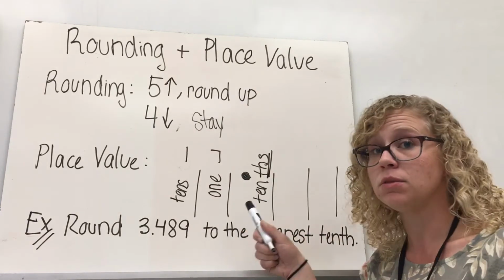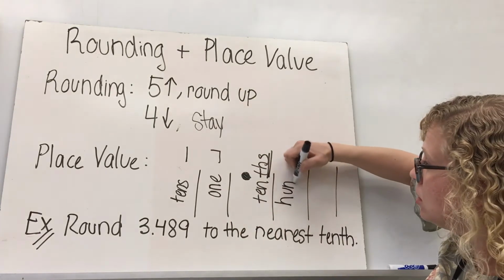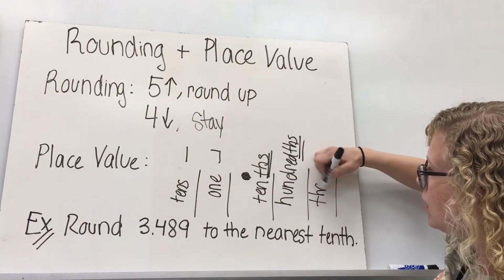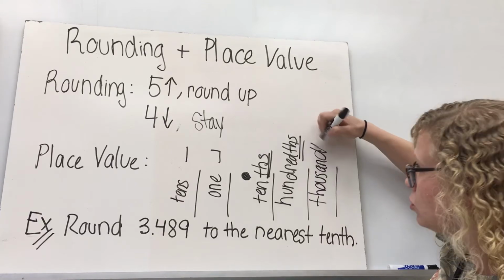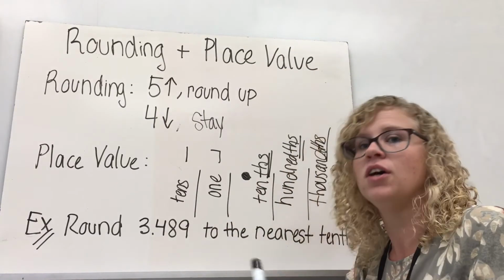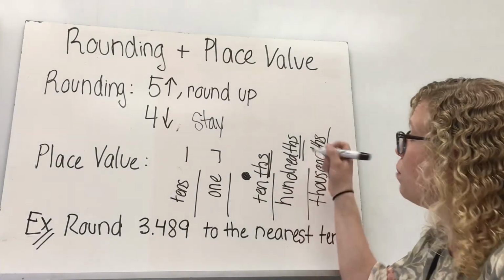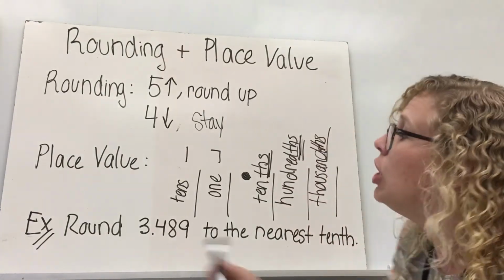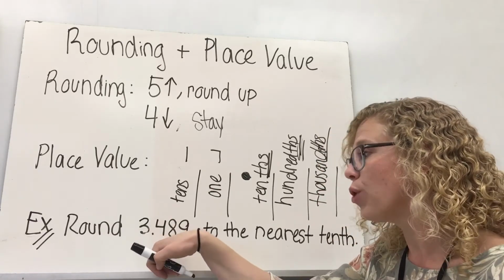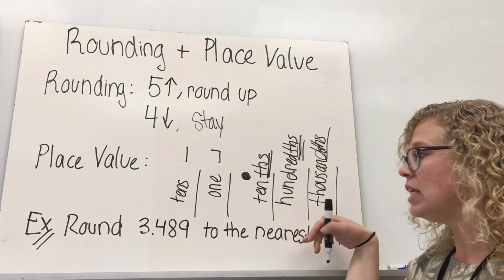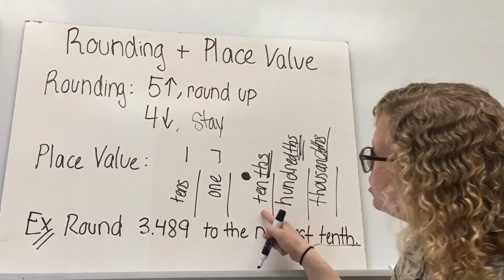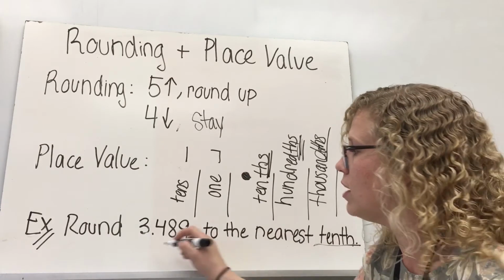So after the tenths place, we would have the hundredths. And finally, we would have the thousandths. Now this goes on, 10,000ths, 100,000ths, millionths, 10 millionths, 100 millionths, so on and so forth, but always with the THS at the end. So this example is asking us to round 3 and 489 thousandths to the nearest tenth. So I have to go to my 10th spot. The 10th spot is the first place to the right of the decimal.